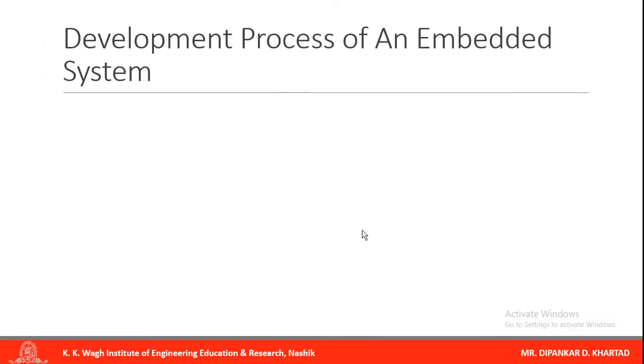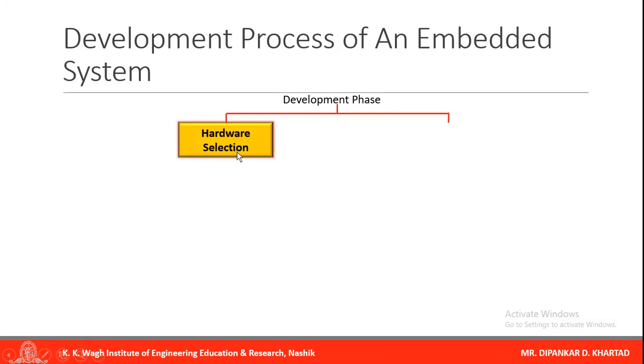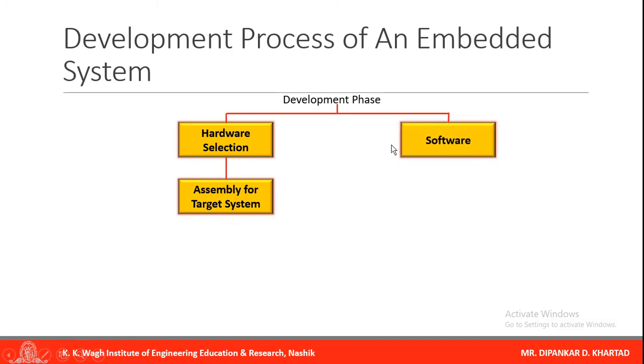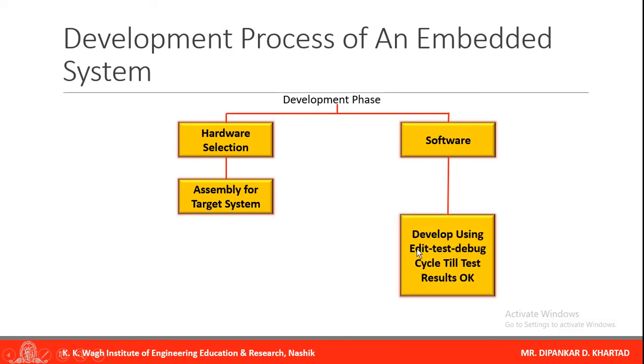Development process of an embedded system. So there will be one development phase. First is hardware selection. Then after hardware selection, assembly for the target system. There will be total assembly of the target system. And then next is the software part. Then it will be developed using the edit, test, debug cycle. If the results are okay, then what? Burn code into the device programmer.